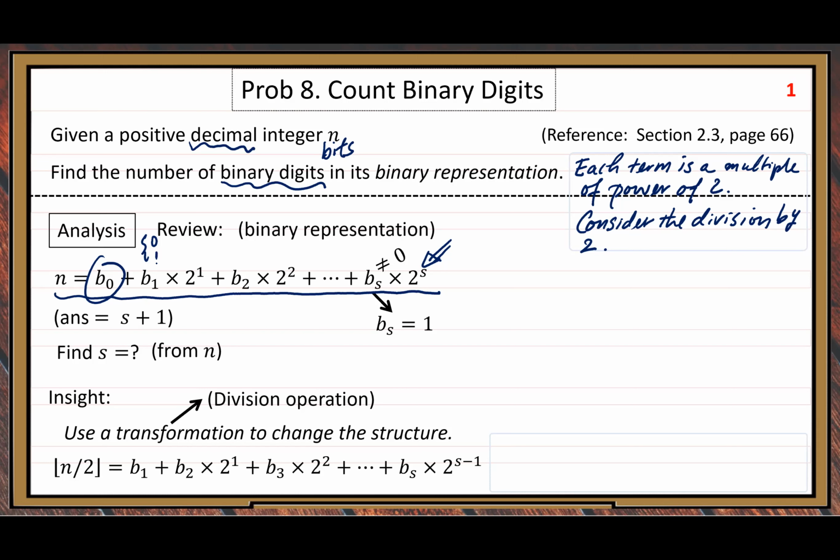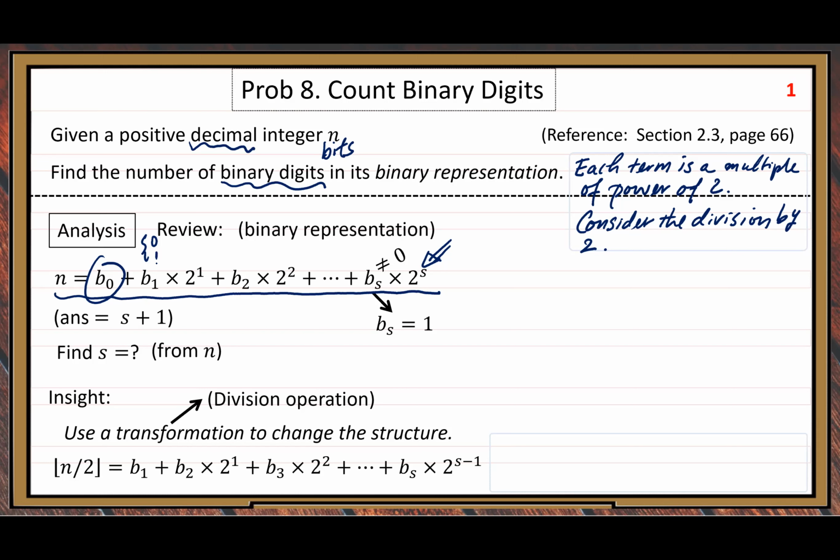All the remaining terms are still there, but for the power of 2, the exponent of each term is reduced by 1. So that is the structure change. That is our transformation for this question.